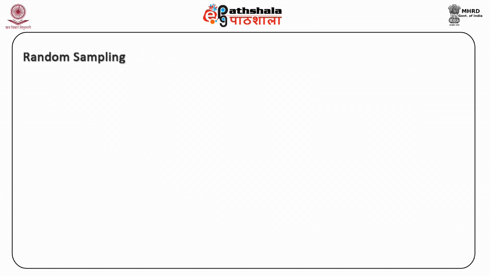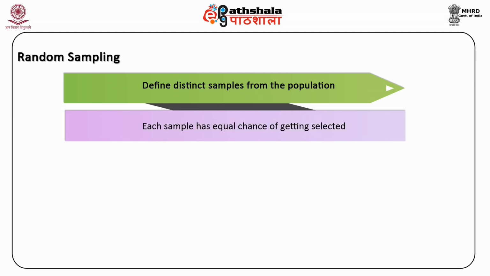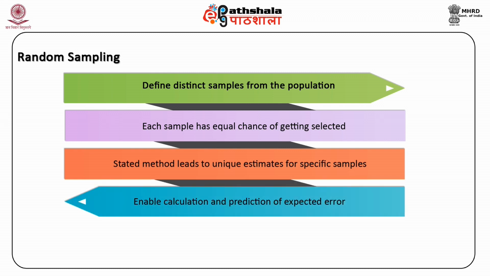Let us discuss the properties of the random sampling technique, which are as follows. Distinct samples from the population can be defined. Each sample is selected randomly with equal probability of getting selected. The method for computing the estimate from the sample must be stated and lead to unique estimates for a specific sample. With the use of sampling theory and the assumption of normal distribution, these methods also enable calculation and prediction of the amount of error expected from the estimates of the population parameter.